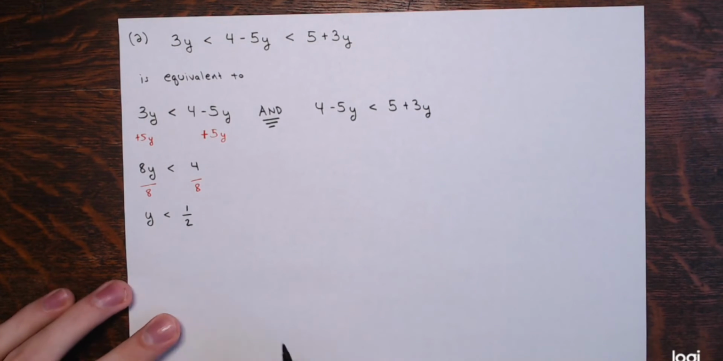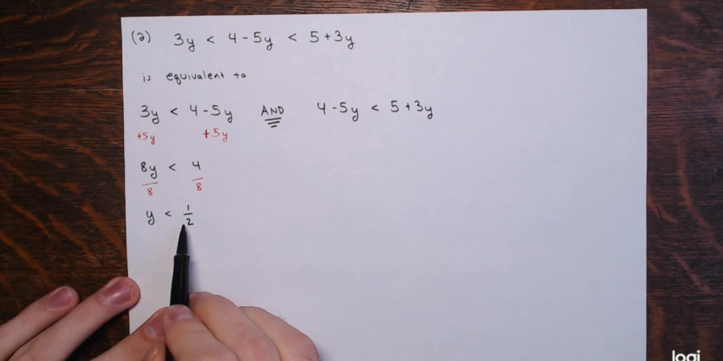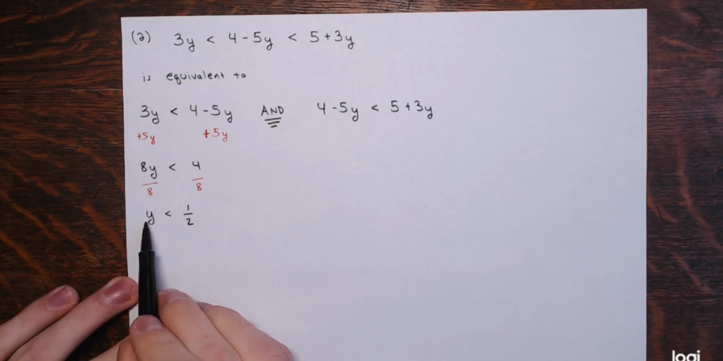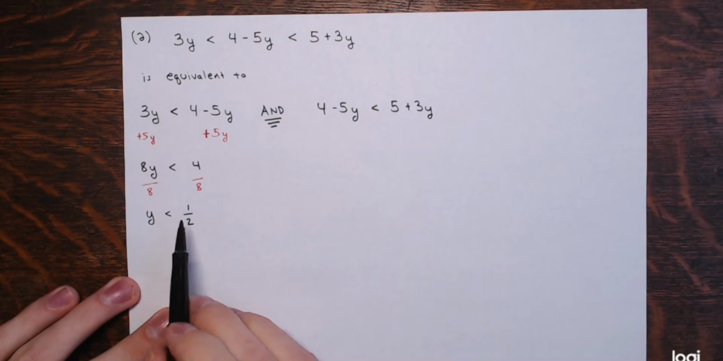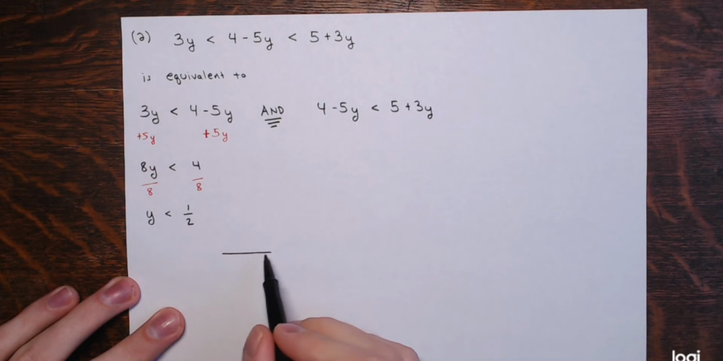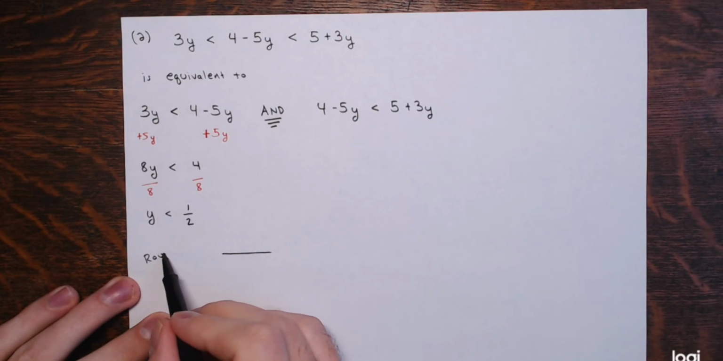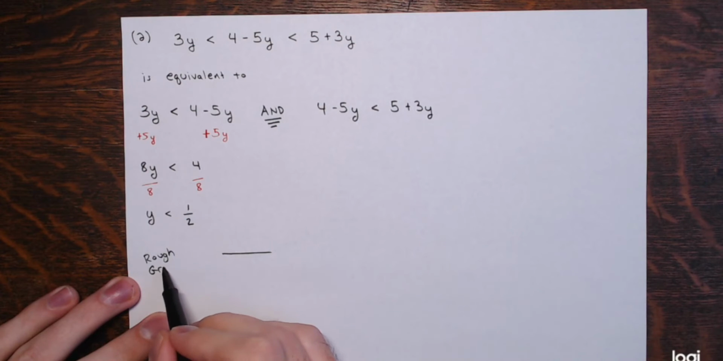Okay. So here are the numbers that satisfy the first inequality. y is a number less than 1/2. And again, what I'm going to do here is make a rough graph. This is a first draft.